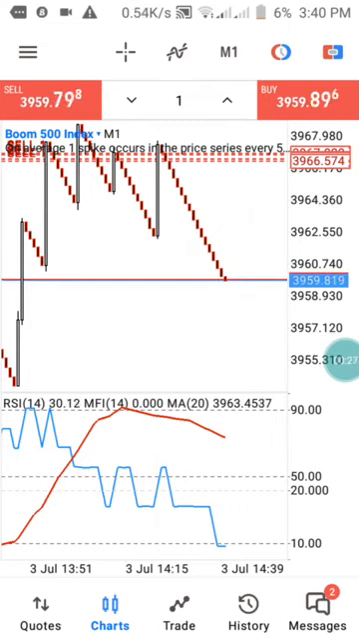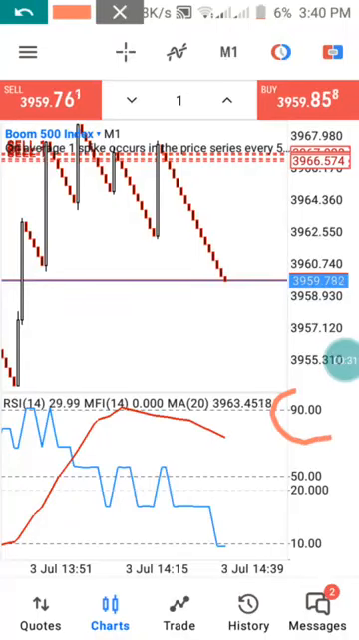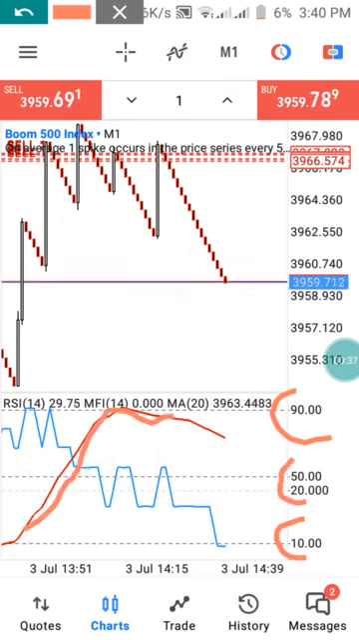So guys, the most important aspect you need to learn about this strategy is this particular level, this 90 level. Anytime you have your moving average reaching your 90 level, you must have your MFI below the 50 level, and that's it.